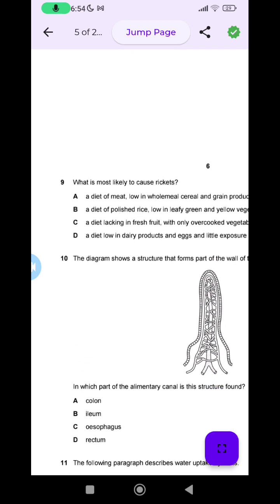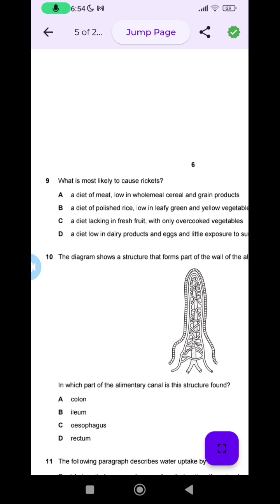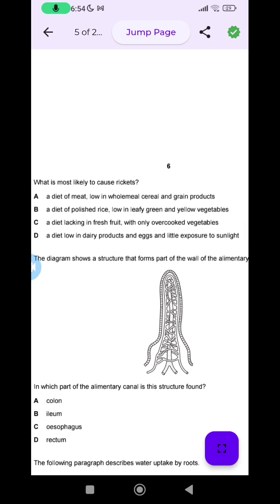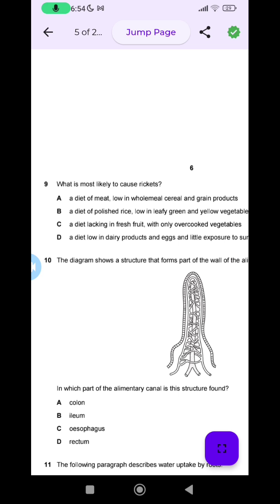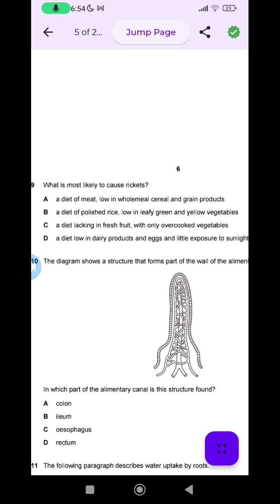9. What is most likely to cause rickets? Now as we know, rickets are caused due to the lack of calcium in our body, so it has to be something associated with milk, etc. A diet of meat low in wholemeal, cereal and grain products. Now this is related to lack of protein, so it is wrong. A diet of polished rice, no, this is also wrong as it is related to starch, related to carbohydrates.